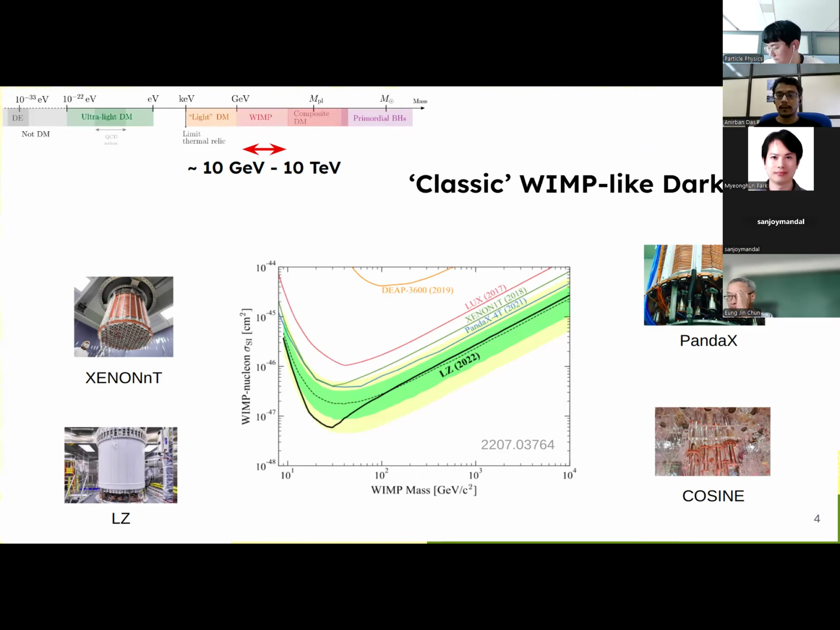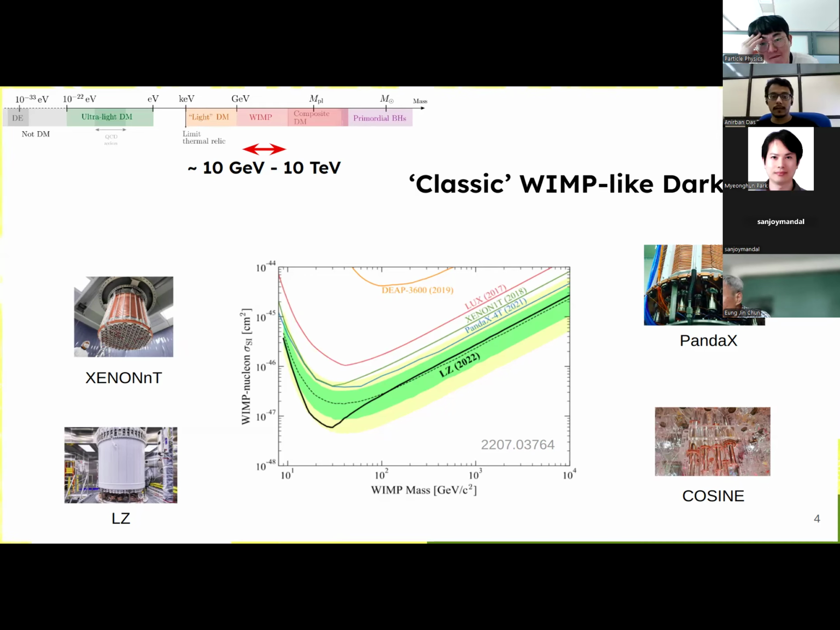And there are several experiments going on around the world. Probably you know the names of some of them: Xenon, Lux Zeppelin, Panda X, and Kusain, which is in Korea itself. The main idea behind all these experiments, the working principle, is basically they have a large detector with some detector material, which varies from experiment to experiment. But the idea is that the dark matter, which is coming from the halo around the Milky Way, will come and scatter with one of the nuclei in the detector, and this nucleus will then recoil.